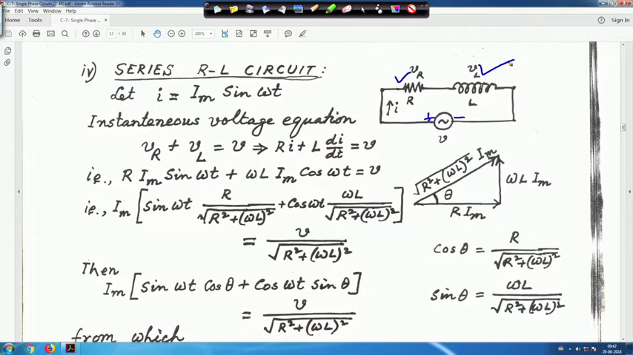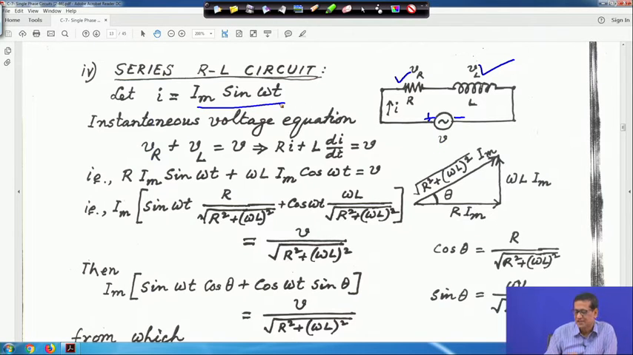Our objective is a steady state analysis. So the voltage V is given. Now we will assume i equals Im sin omega t. Either a voltage or current, something you have to assume. Whenever you take i equals Im sin omega t, in general its RMS value will be Im by root 2, and the reference angle will be 0 because it is omega t plus 0 degree. So it is Im by root 2 at angle 0 degree. This is the RMS value.